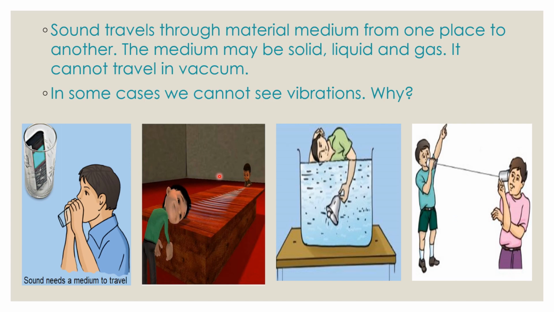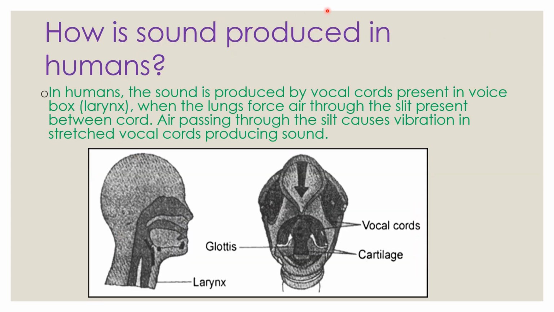In some cases, vibrations are not visible due to very small amplitude. How is sound produced in humans? In humans, the sound is produced by vocal cords present in the voice box, the larynx. When the lungs force air through the slit present between the cords, these are the vocal cords, the air passing through the slit causes vibration in the stressed vocal cords, producing sound.